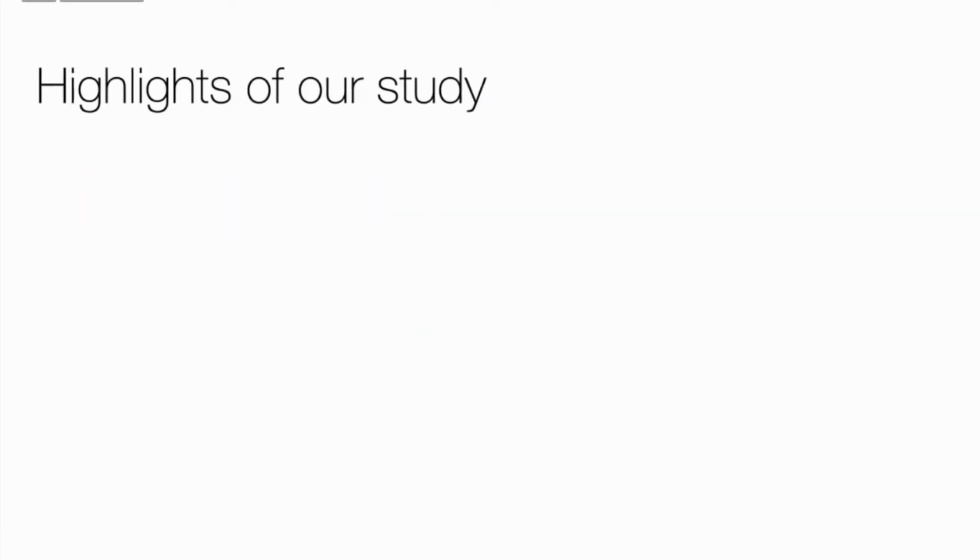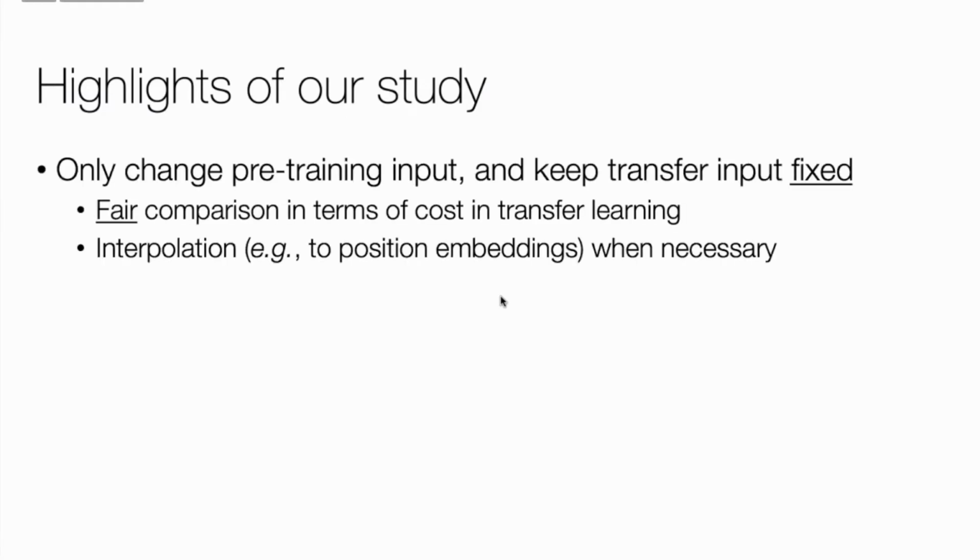Our exploration has several highlights. The first highlight is that we only change the pre-training input size, the input dimensions, and we keep the transfer input fixed. This is fair in comparison of computation complexity or model parameters during the transfer process. We will do some necessary interpolation if the size does not match. This is also very different from, for example, model size explorations, because given a fixed size model, the size is usually the same during the pre-training and the transferring stage.